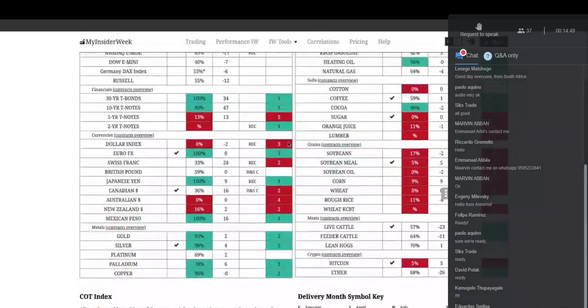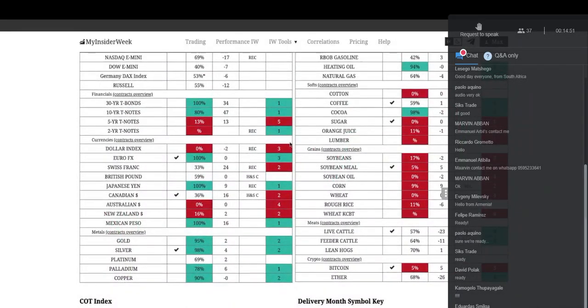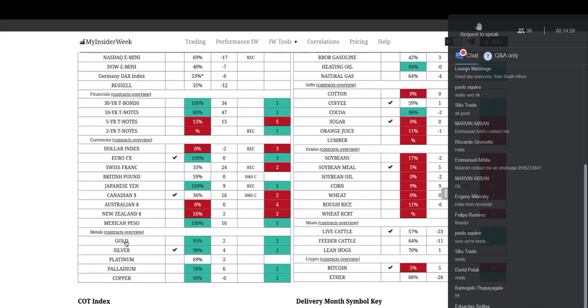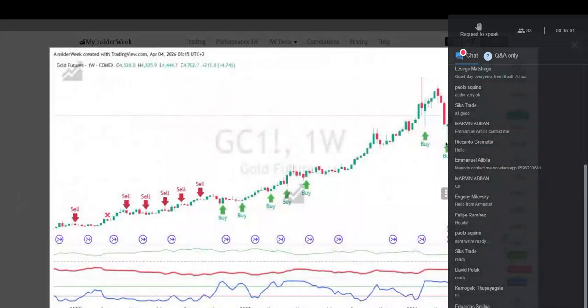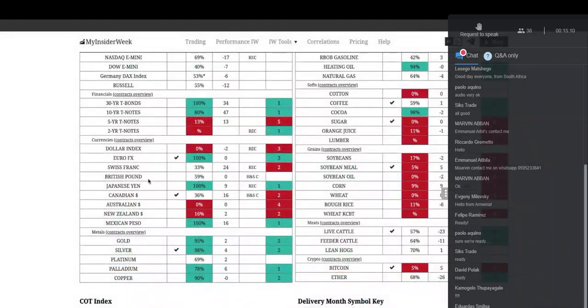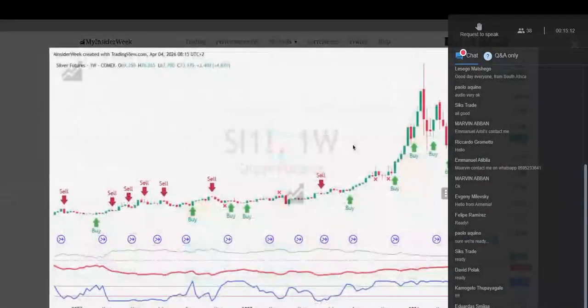So let's have a look at the next sector. We have here metals. We have gold, silver, platinum, palladium, copper. And in gold and silver, we have buy signals. So we got again a buy signal after a 3 weeks correction. The problem in this market is we had a very strong uptrend before.